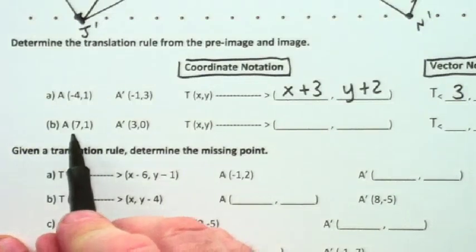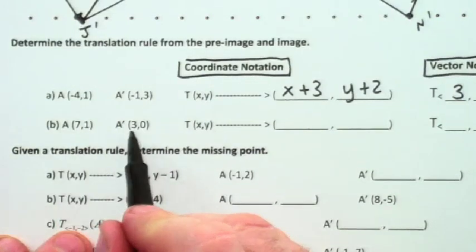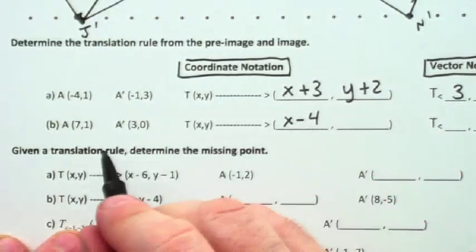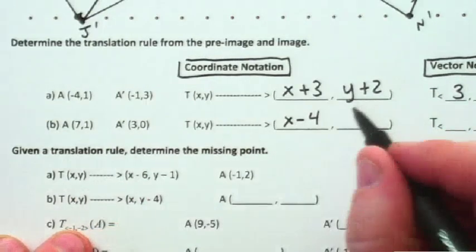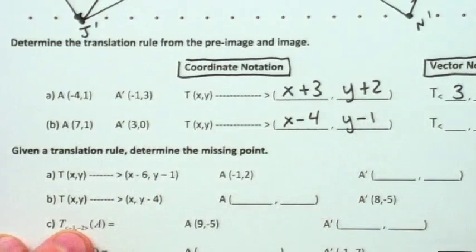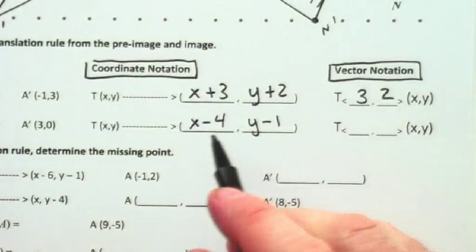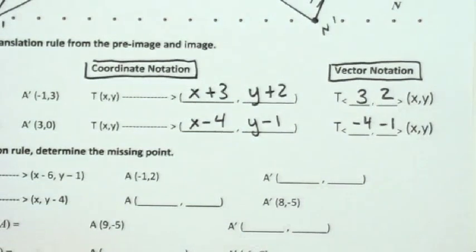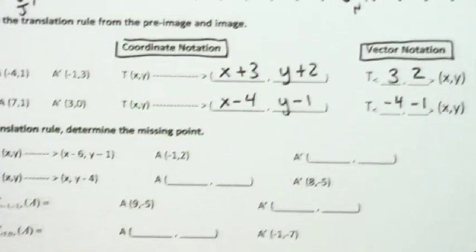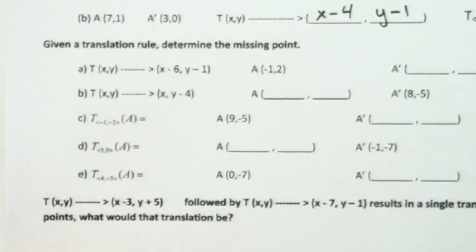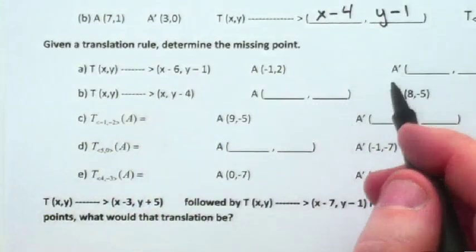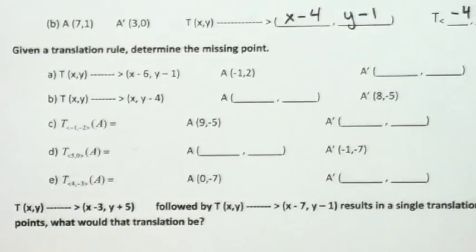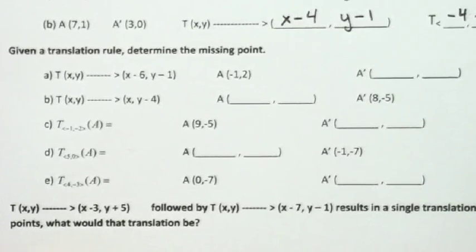I went from a 7 in my pre-image to a 3, so I subtracted 4. And I went from a 1 to a 0, and I subtracted 1. So this is called coordinates, and this is vector, would just be negative 4, negative 1. Sometimes they will give you rules and ask you to apply them to solve for either the pre-image or the image. Let me just do 2 of these and show you how this works.